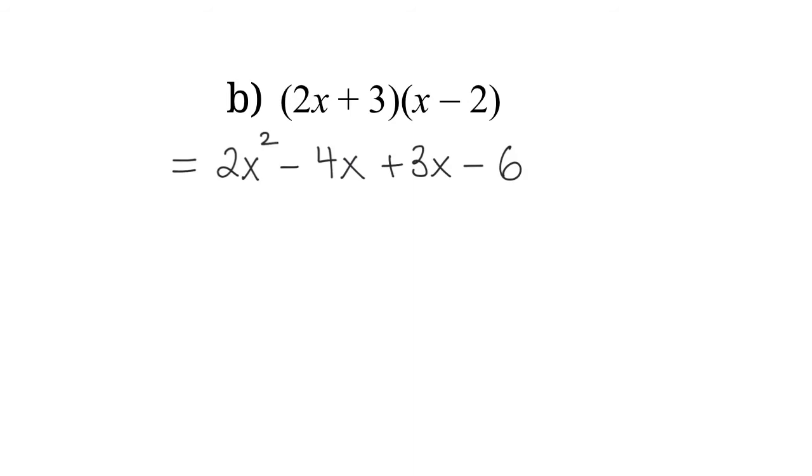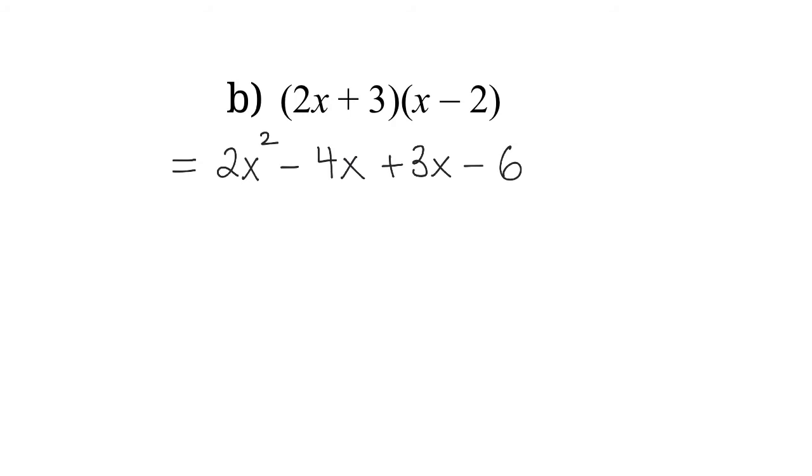If you use the FOIL method, your first line should read as 2x squared minus 4x plus 3x minus 6. That's 2x multiplied by x, which is the 2x squared, followed by 2x multiplied by negative 2, which is negative 4x. And then we have 3 multiplied by x, which is a positive 3x. And then we have 3 multiplied by negative 2, which is a negative 6.